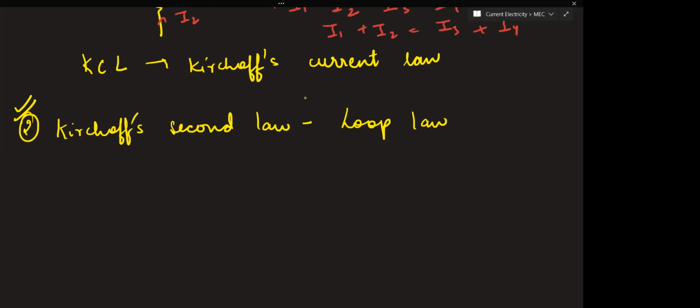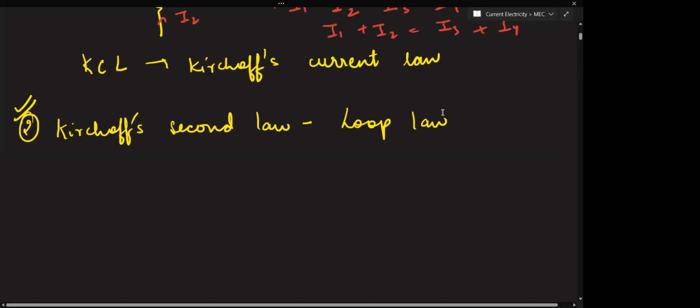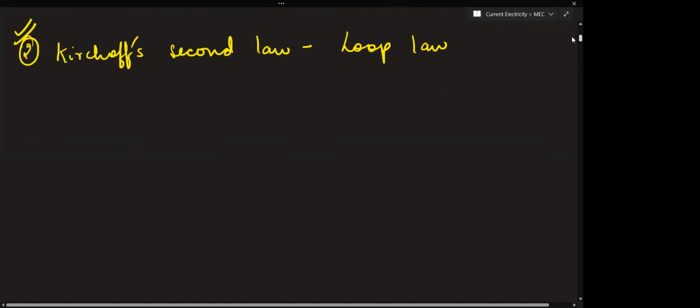Whenever you get stuck in between the circuits and you're not able to identify whether it is series or parallel, or you're unable to solve it further, then Kirchhoff's law is the best method. You can use it for any circuit. There is no exception to it. You will see how you can apply it.